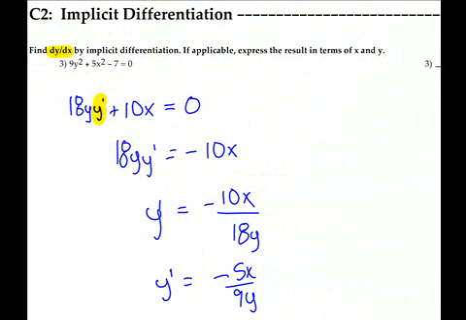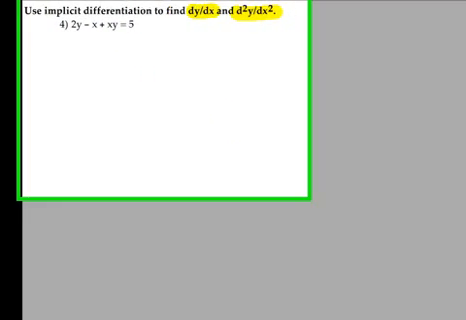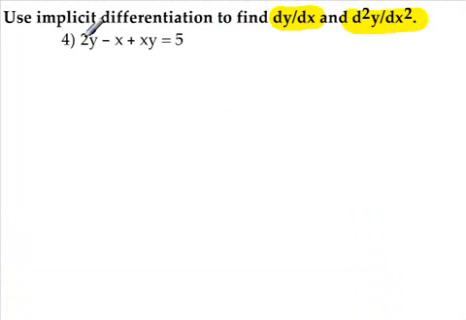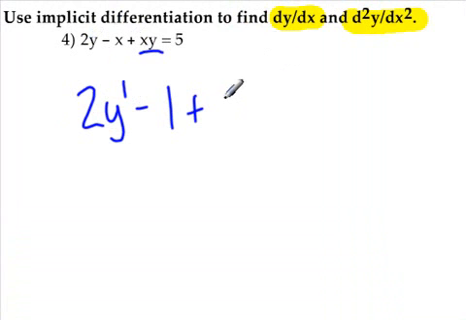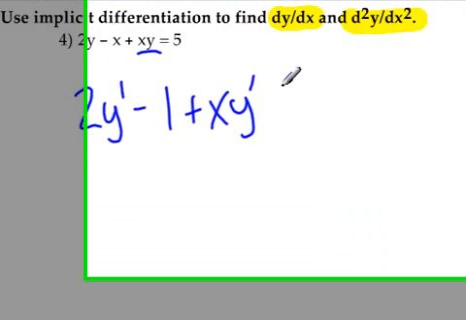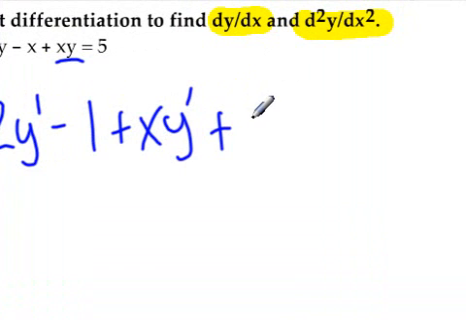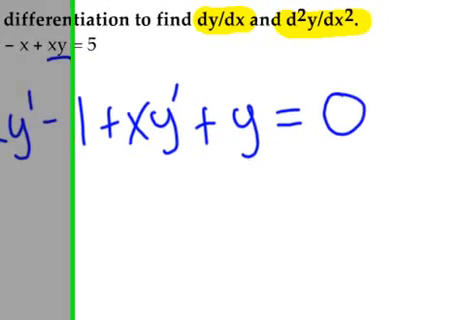We're good there. Okay, number 4, a little more difficult because they asked for the first and the second derivatives here. So let's go ahead and find that first derivative. The derivative of 2y implicitly would be 2y prime minus the derivative of x would be 1 plus this we have to be careful. We've got a product there, so we've got x times the derivative of y plus the derivative of x, which is 1 times y, equals the derivative of 5 is just 0.